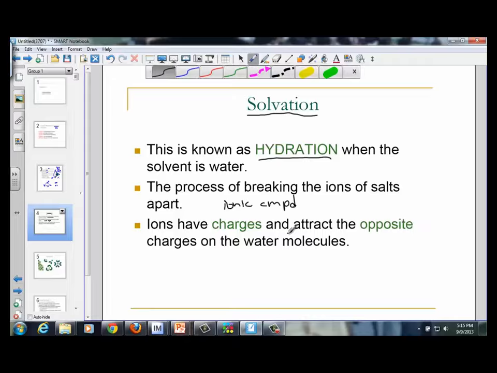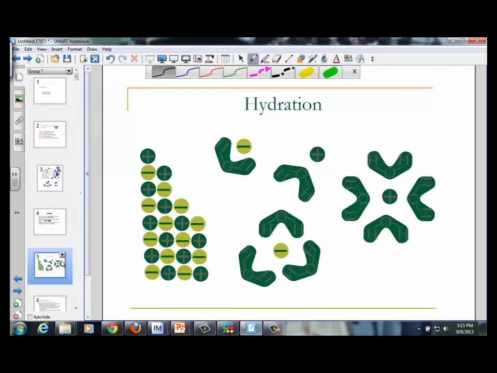Ions that have charges attract the opposite charges on the water molecules. Let's show a sample of a salt crystal being hydrated through the process of solvation. This is what I'm going to ask that we draw together in the bottom of page 1 of our note pack. This is a repeating pattern of sodium chloride crystal.